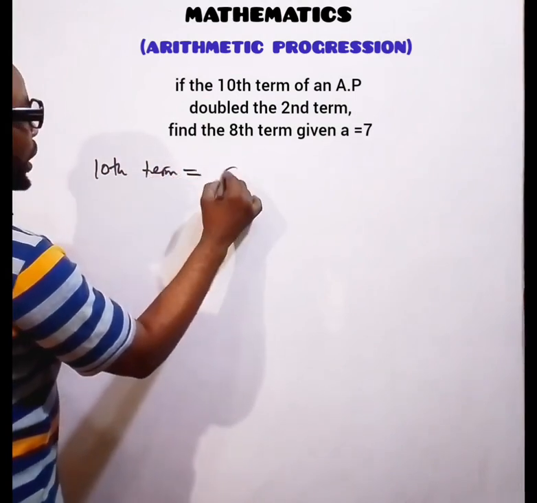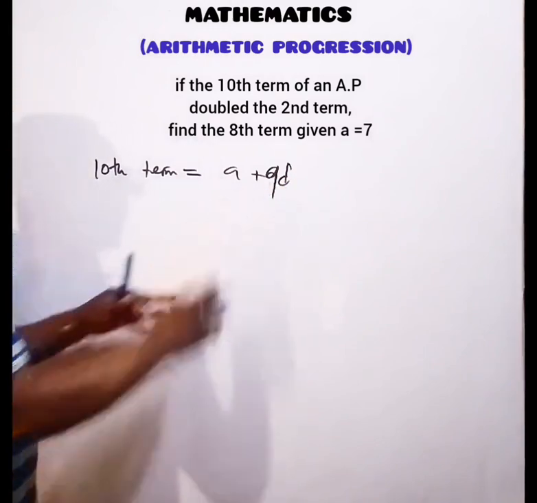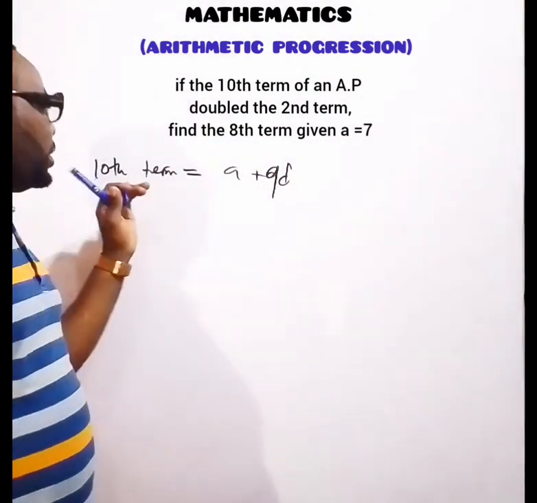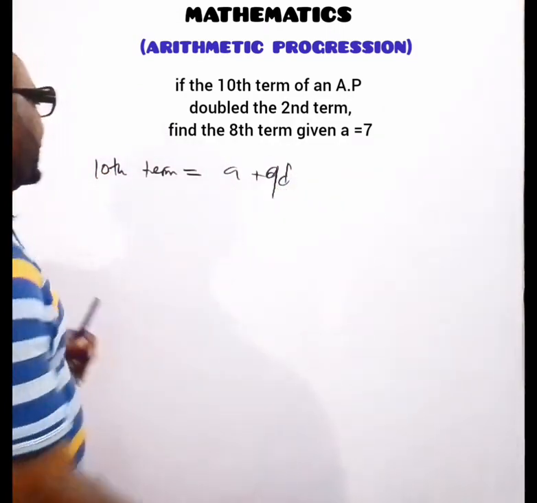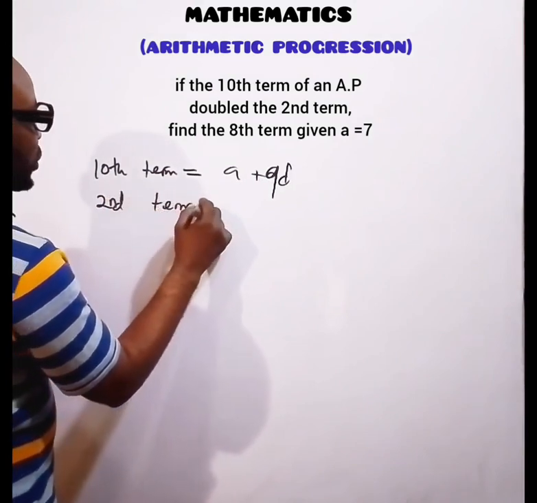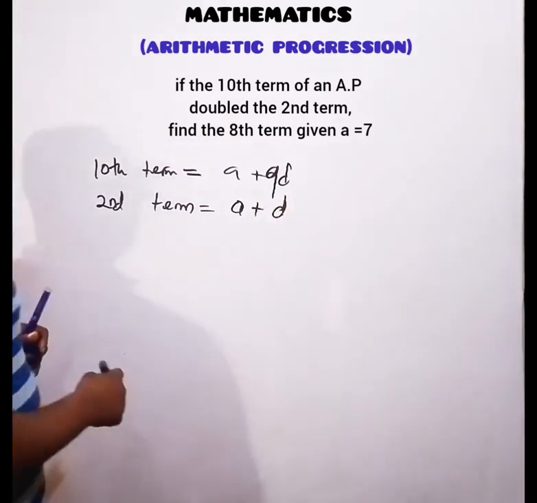will be equal to a plus 9d. Don't forget how we always get this expression, by subtracting 1 from the number of terms given to us to know the value of d that will be there. And the second term will be equal to a plus d.